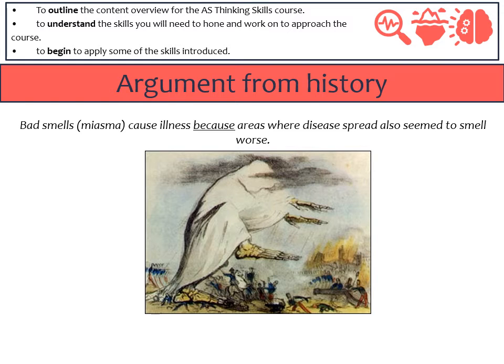Now, it doesn't have to be the case that we have the premise before the conclusion. It could be that we start with the conclusion. So you can see that in this particular sentence we put bad smells, miasma, cause illness. So that's the conclusion first. Our argument indicator in this sense is the word because, and we're finishing off with the premise, which is areas where disease spread also seem to smell worse. So you don't have to have it in that specific order.